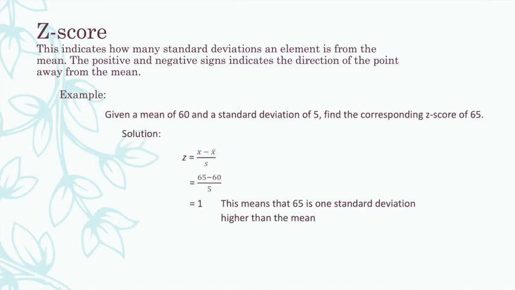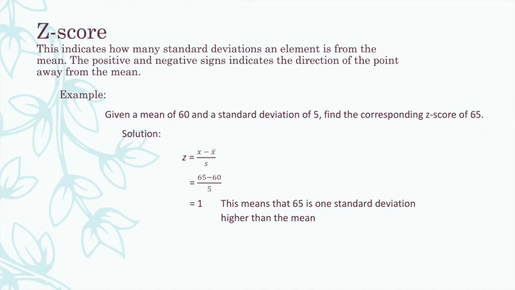So let's have an example. Given a mean of 60 and a standard deviation of 5, find the corresponding z-score of 65. In this question, the mean and the standard deviation are already given. So what if they are not given, sir? If the mean and the standard deviation are not given, only a data set, then you have to calculate the mean and you have to calculate the standard deviation. So you have to review your midterm.